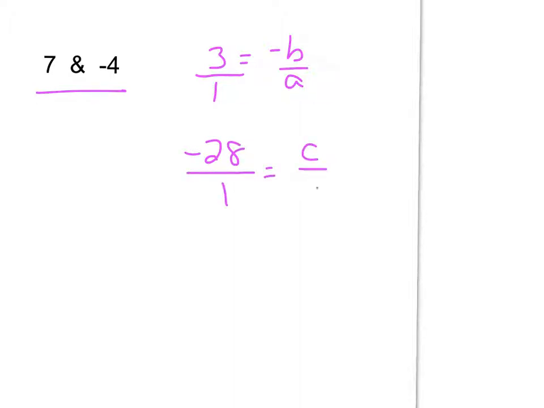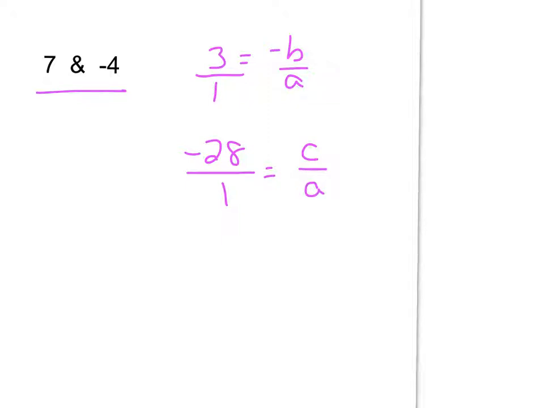Okay, now let's take these same two roots, 7 and -4, and let's find the equation by using our sums and our products. First of all, let's add these two roots. 7 plus -4 is 3. So I know that 3 is equal to -b over a. And just to make my life easier, I'm going to write 3 as a fraction, 3 over 1. If I multiply these two roots, I'm going to get -28. And -28, that's my product. That's going to equal c over a.